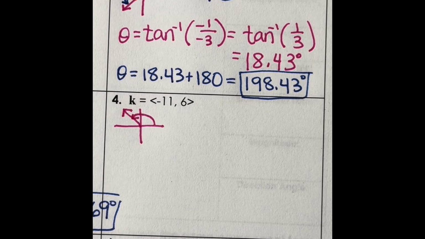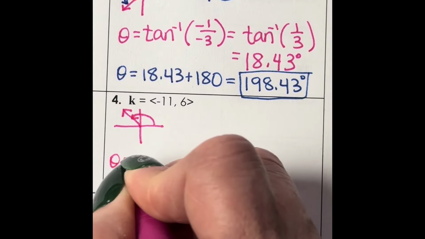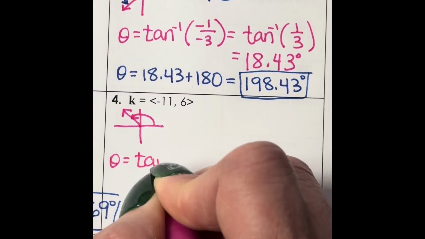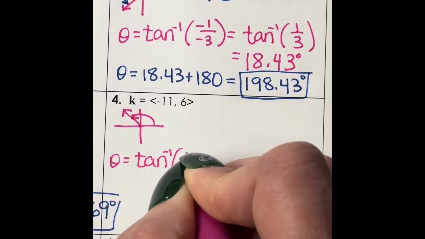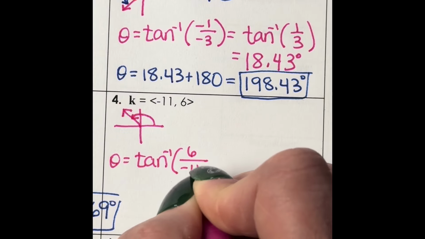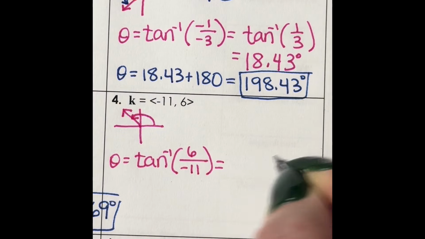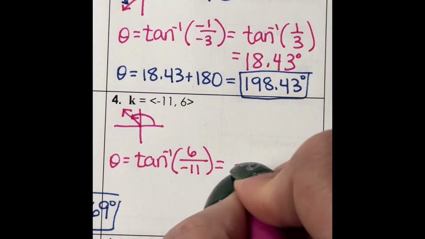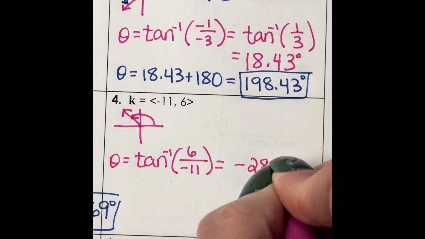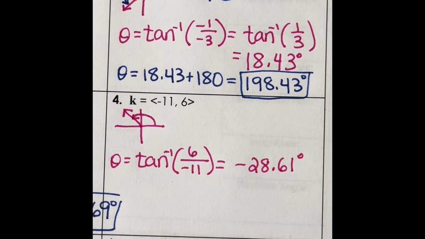All right, so let's use our formula. Theta equals tangent inverse of b, which is 6, over a, which is negative 11. And when you type that into your calculator, you're going to get negative 28.61 degrees. Now that's really weird, okay?